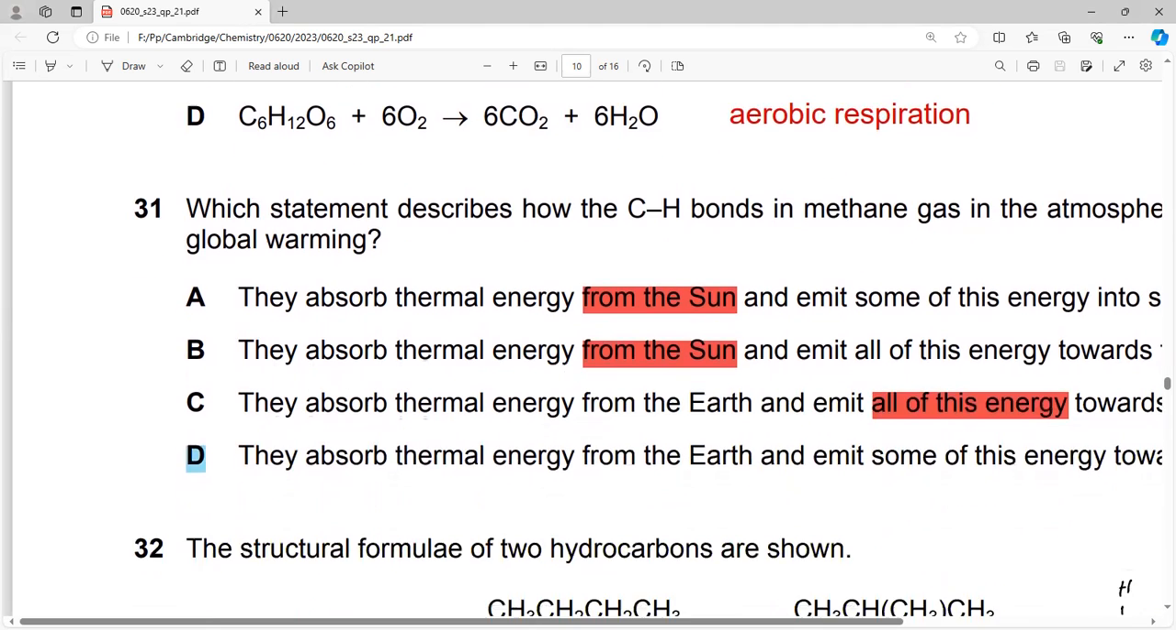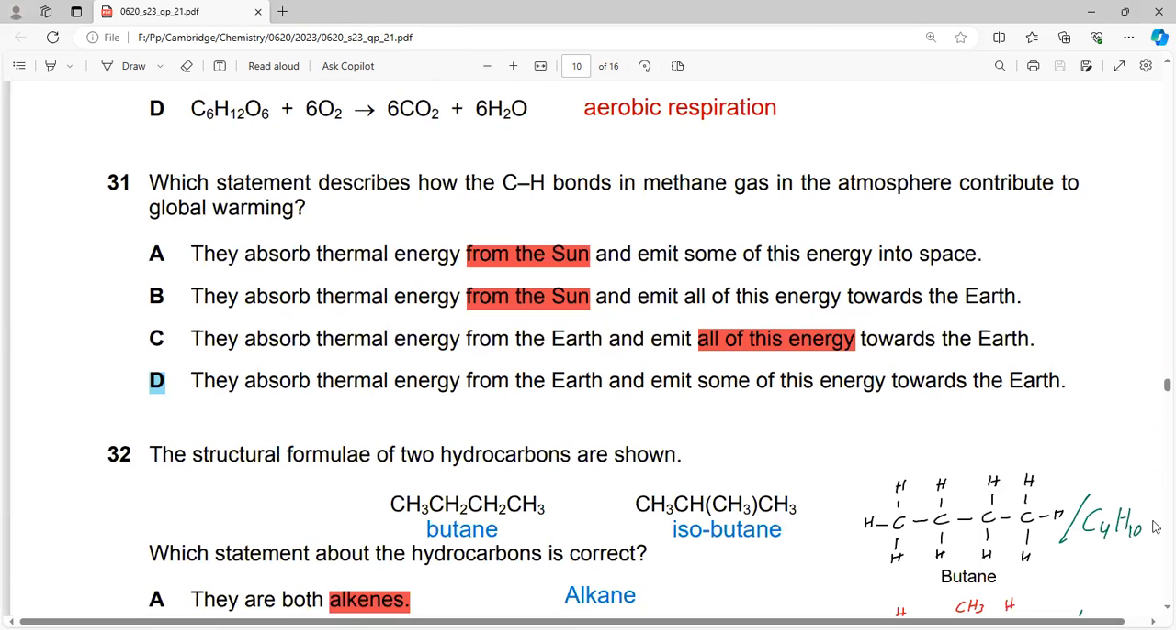We're going to proceed to question number 31. Which statement describes how the carbon and hydrogen in methane gas in the atmosphere contribute to global warming? In global warming, we consider methane and carbon dioxide gas. These two gases are considered greenhouse gases.